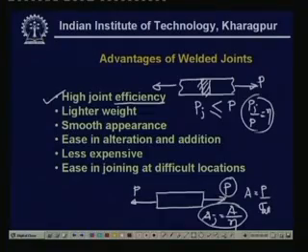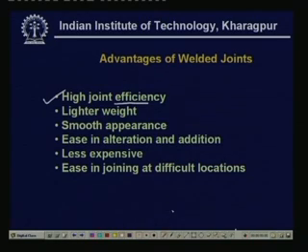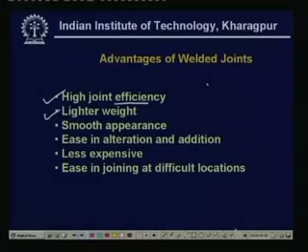The second advantage is lighter weight. As I said, if the efficiency is low, it will lead to a heavier joint. In welding, the joint weight is very light. Why? The reason is that efficiency is high, and the second is that in some other joint techniques, for example in a rivet joint, we use various other accessory components. For example, in rivet, when we want to join structural members, we use what is known as gusset plate.